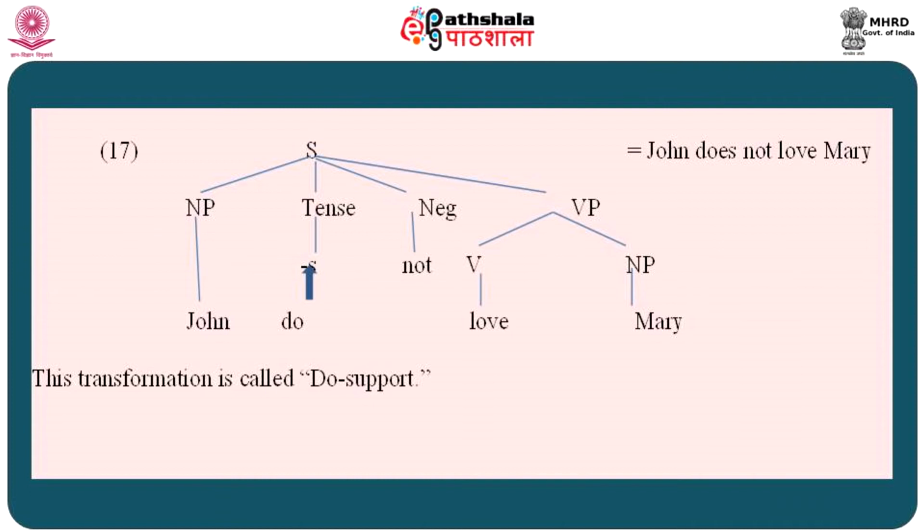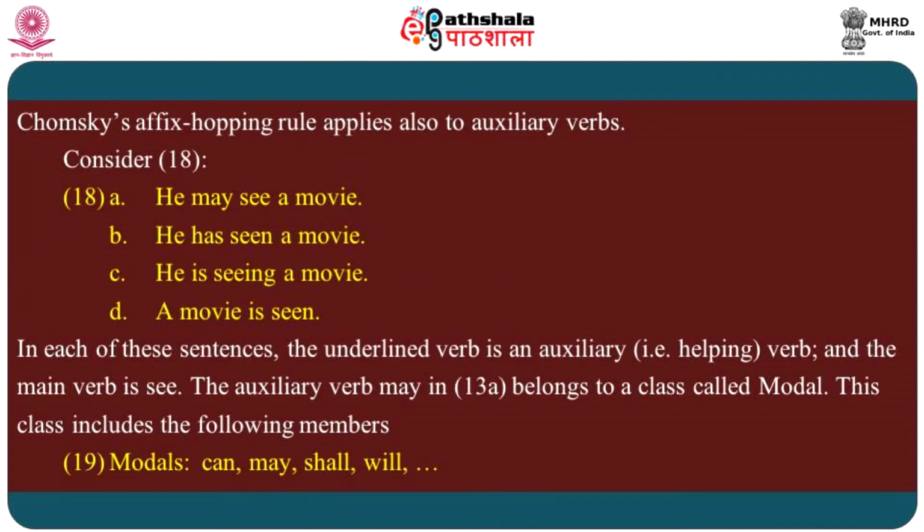So we have looked at these two transformation rules, do support and affix hopping, apart from the movement transformation that we saw before. Chomsky's affix hopping rule applies also to auxiliary verbs. As we know, even a simple sentence in English can have more than one verb: a main verb plus one or more auxiliary verbs.